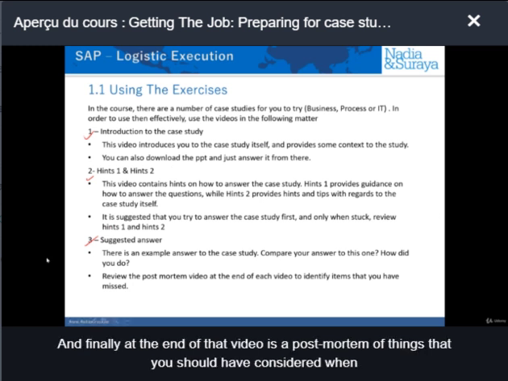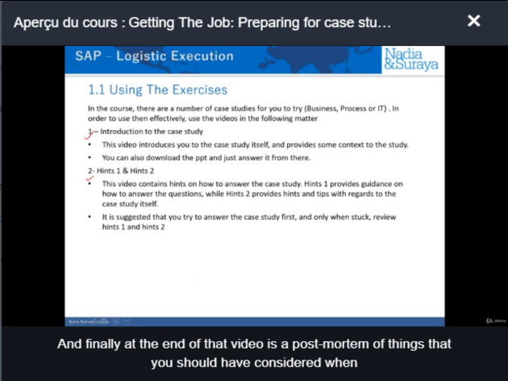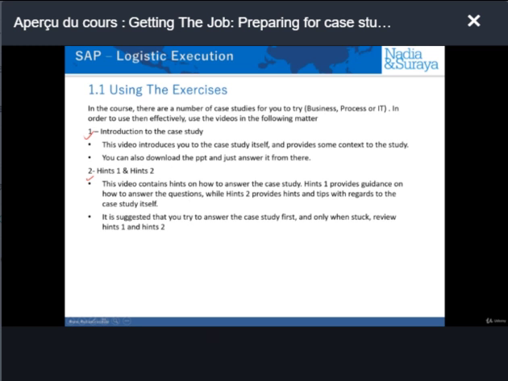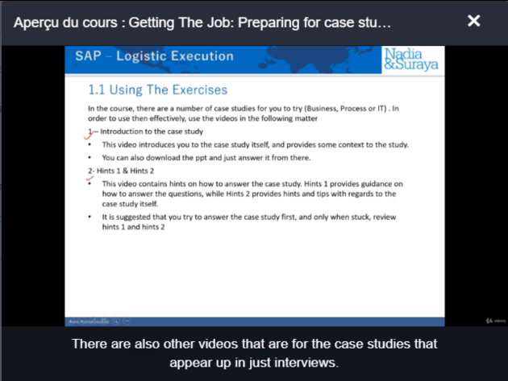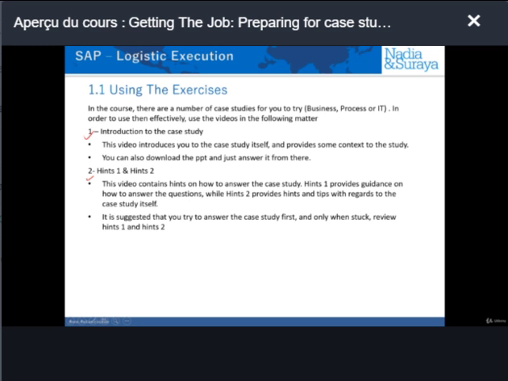And finally, at the end of that video is a post-mortem of things that you should have considered when answering the case study. And this, of course, is for the written case study. There are also other videos that are for the case studies that appear in just interviews. And the format is the case study, I will read out the case study, then I would just answer it.